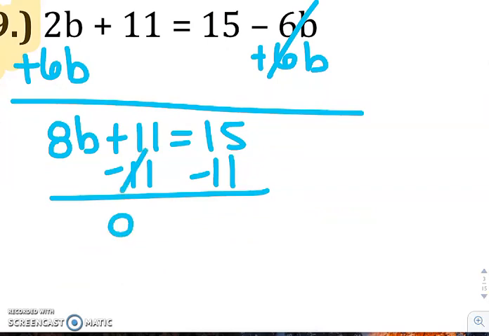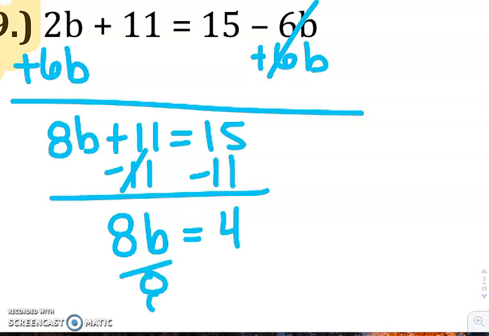Leaves you with just 8b on that left side. 15 minus 11 gives you 4. And we have 8 times b, 8b. So to get the b by itself, get rid of that 8, we need to divide. So 4/8, you can leave it as a fraction. It would be reduced to 1/2. Or 0.5, you can do a decimal if it doesn't specifically say.